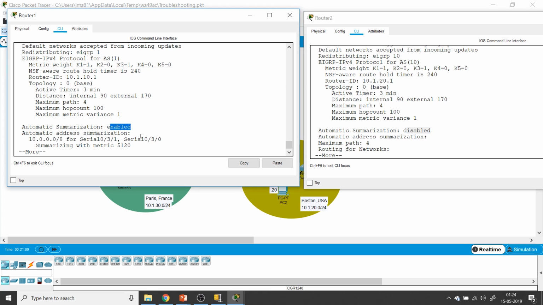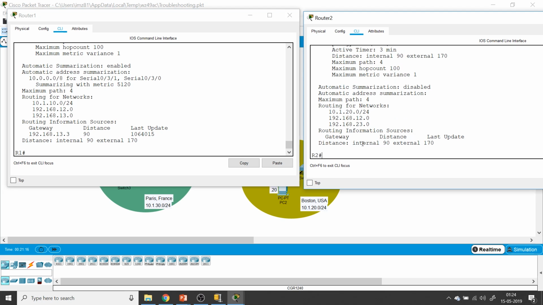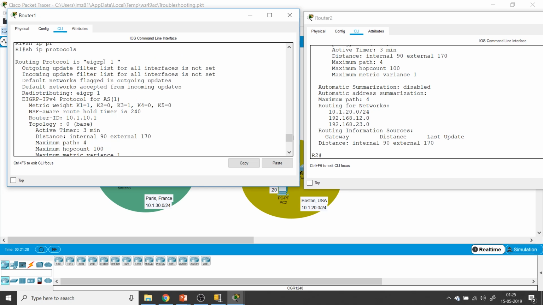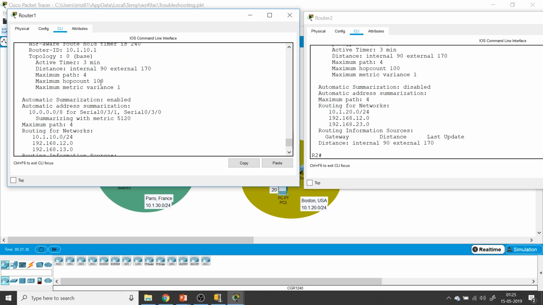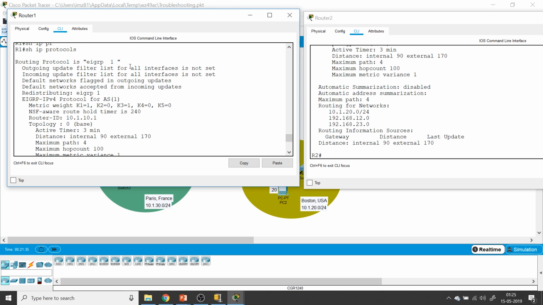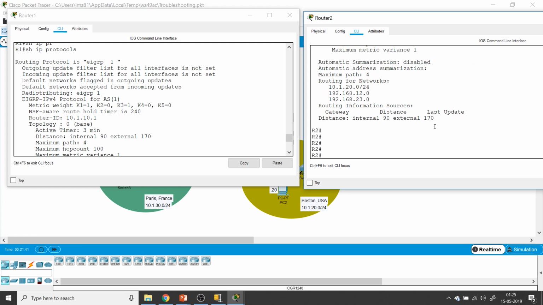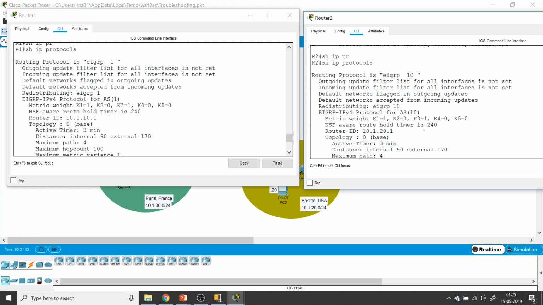Like I said, summarization is not going to create problems, at least not directly, and maybe I don't know, but at the moment it shouldn't create neighborship problems. So this is EIGRP 1, and since router 3 is also EIGRP 1, because router 1 and router 3 are forming EIGRP 1, I think the problem is going to be with EIGRP 10, because the other two are EIGRP 1. So let's go and change this to EIGRP 1.